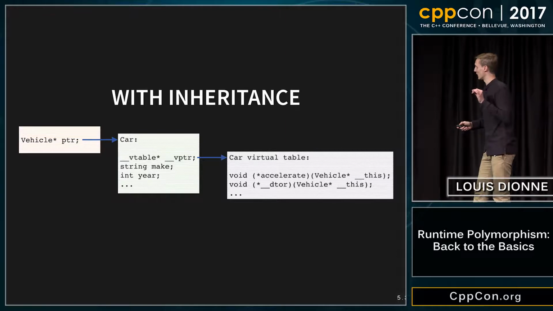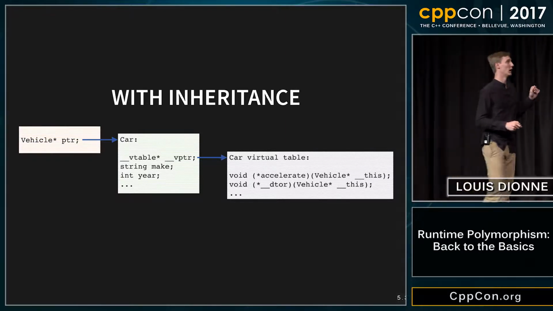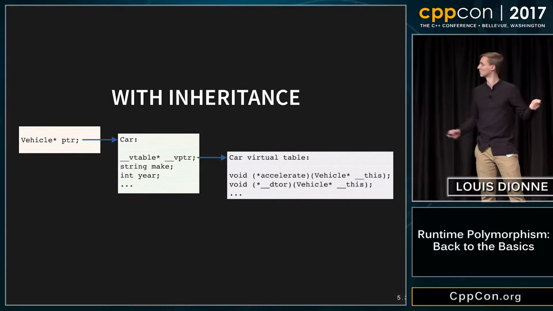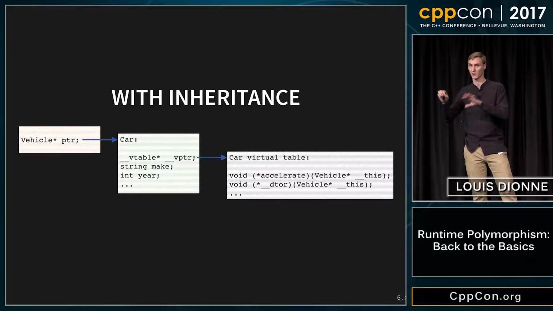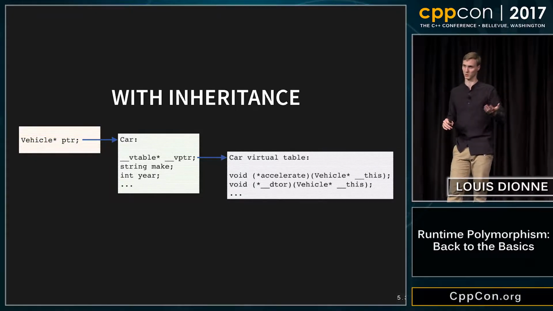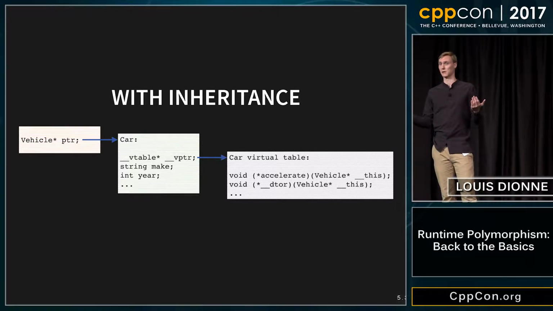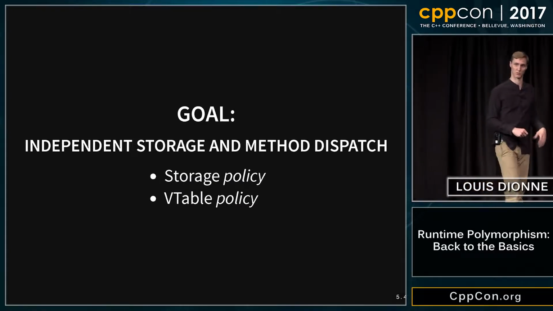And I'm going to steer the discussion in one specific direction. I'm going to try to treat the storage, which is this green box here, and the vtable, or the dynamic dispatch, which is this purple box here, independently. We're going to find a few ways to do the green box, and a few ways to do the dynamic dispatch, the purple box. And if they're really independent, we're going to be able to mix and match them, which gives us some nice flexibility.